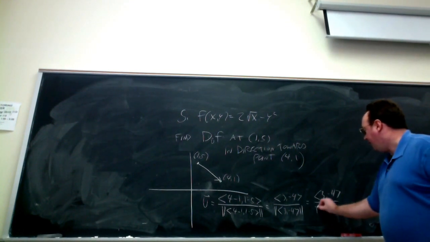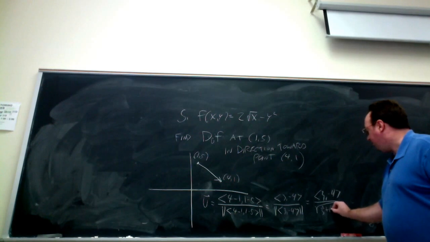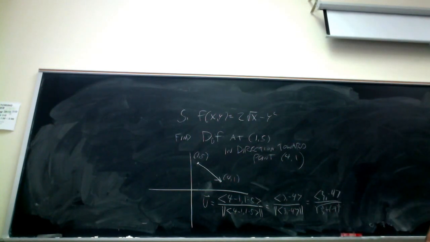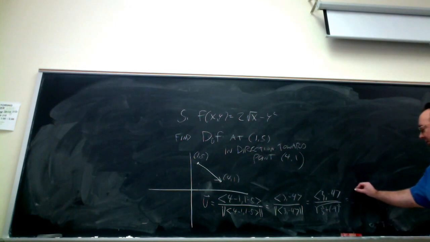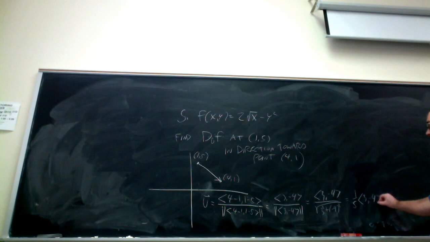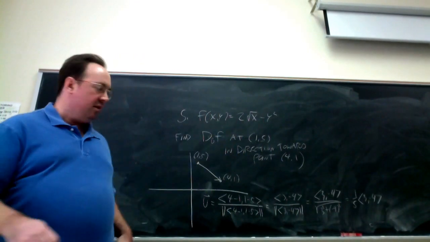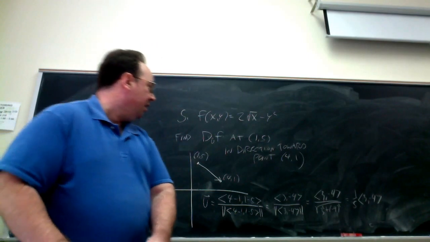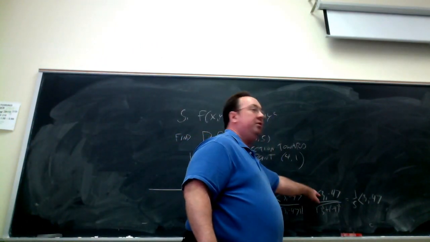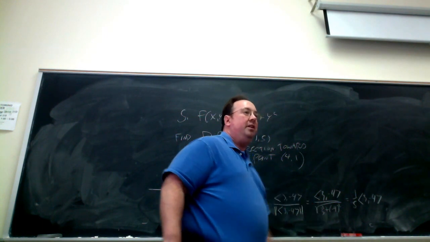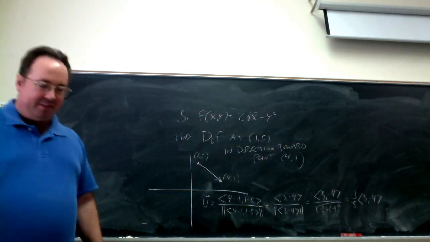To work out the magnitude of that, it's going to be the square root of 3 squared plus minus 4 squared. So we get the square root of 25 down below, so we get 1/5. So that is your u. I don't get that 3 squared plus. Oh, that's how you take the magnitude of this vector. You take the square root of the sum of squares, the distance formula. Yeah, okay.